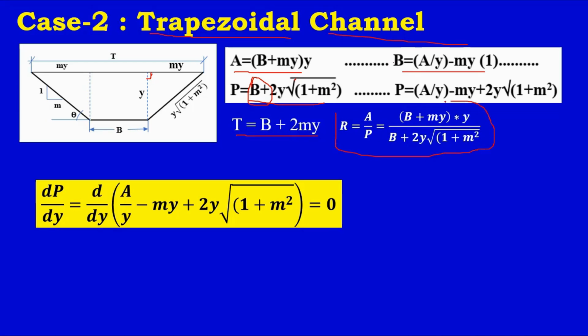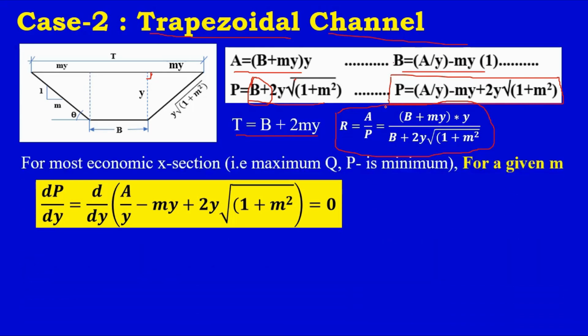So this is again the hydraulic radius. You can apply this equation. Now let us substitute. dP by dy should be equal to 0 for minimum. For the most economic cross section, that is maximum discharge, P is minimum for a given side slope m. This is the side slope. So just differentiate with respect to y, which is the P equation. So we are going to differentiate.